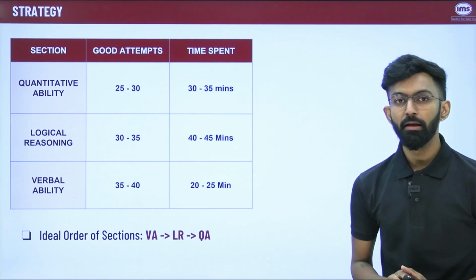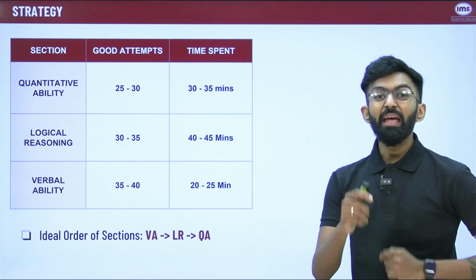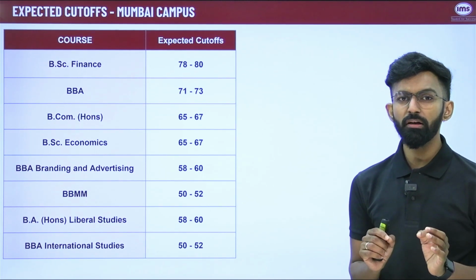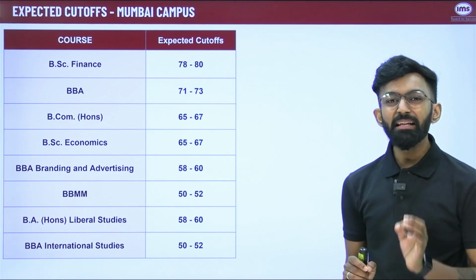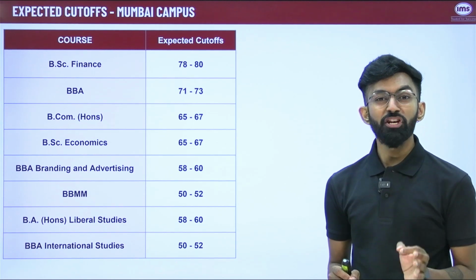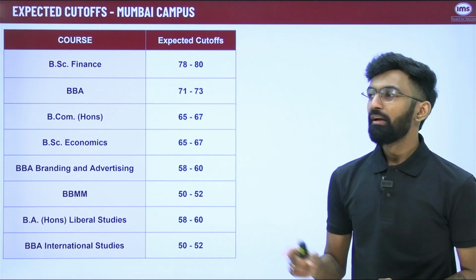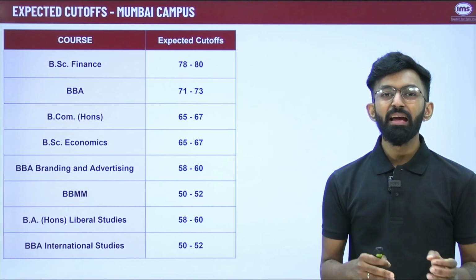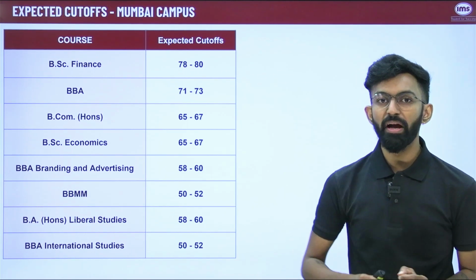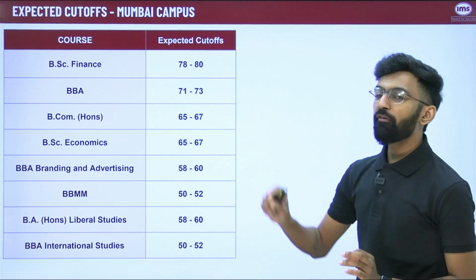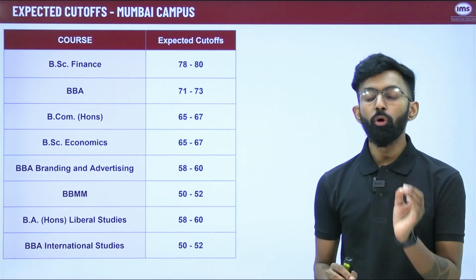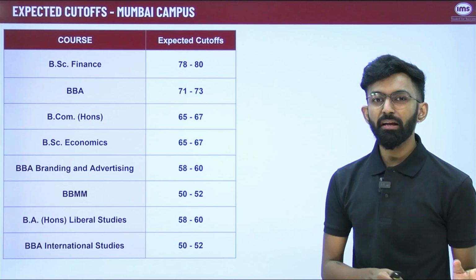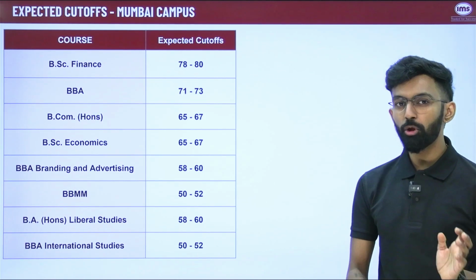Now, coming to the expected cutoff for the Mumbai campus. A very important point to note is that NMIMS never officially announces the cutoff. These cutoffs are purely based on our experience and are an educated guess by us. BSc Finance, for the past 2 years, has always had the highest cutoff, and this year we are expecting the cutoff to be between 78 and 80.